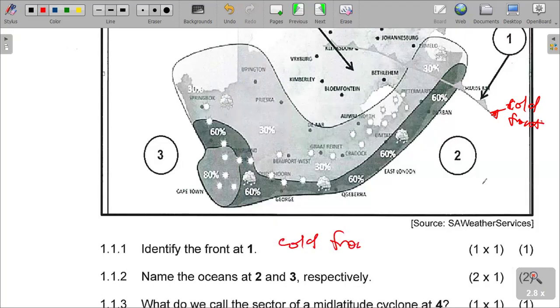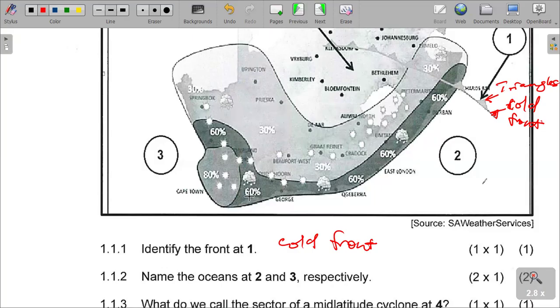Cold front is shown by number 1 there because you can see we have triangles. These symbols of triangles, they represent what? Triangles resting on the line as a type of front. We know that this represents what? They represent a cold front.